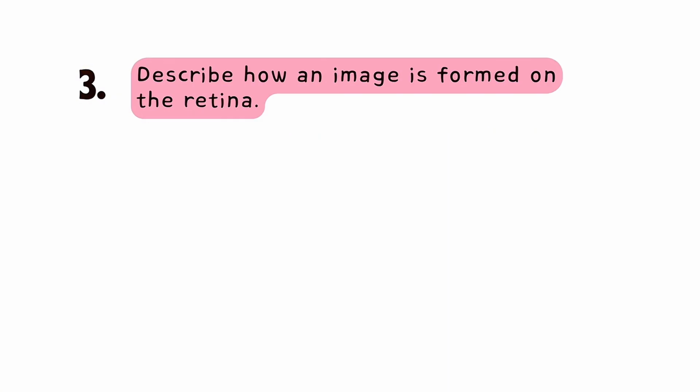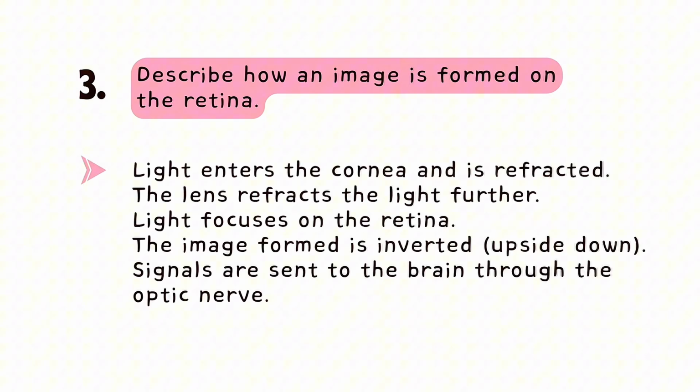Describe how an image is formed on the retina. Light enters the cornea and is reflected. The lens reflects the light farther. Light focuses on the retina. The image formed is inverted. Signals are sent to the brain through the optic nerve.